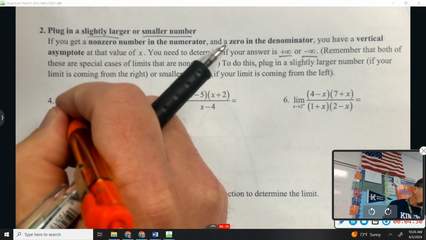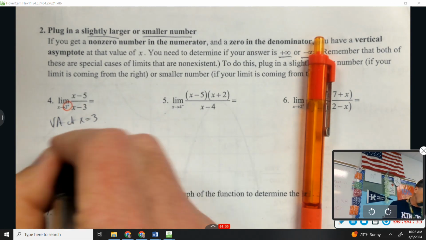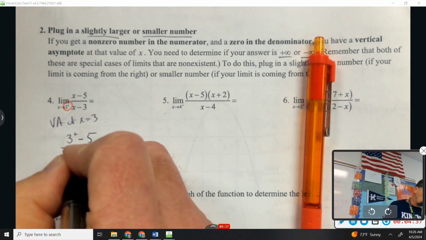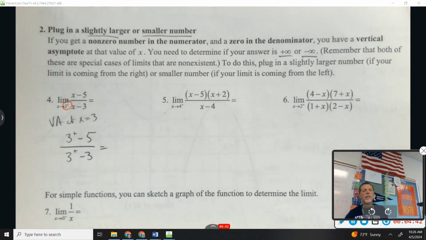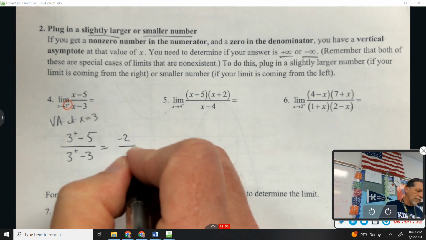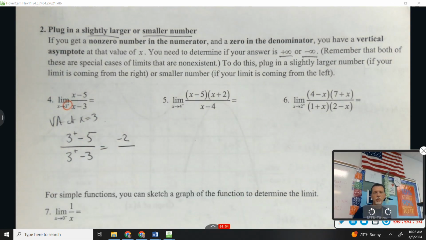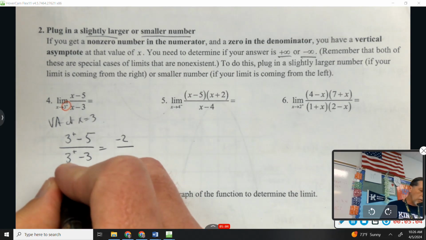So we're going to plug in 3 plus. So 3 plus a little bit minus 5 over 3 plus a little bit minus 3. Now, if the answer is not 0, we don't care if it's a little more or a little less, because it's only about the zeros and the signs that we're worried about. So 3 minus 5 is negative 2, and I don't care if it's a little more than 2 or a little less than 2. That doesn't matter. But in the bottom, I do need to be concerned. 3 plus, a little more than 3 minus 3.